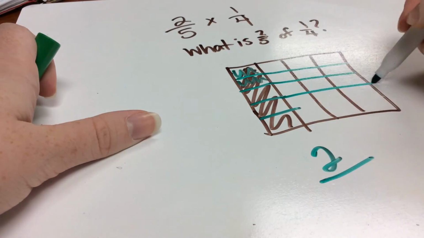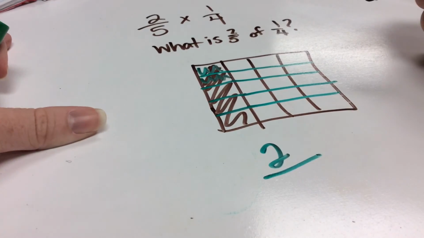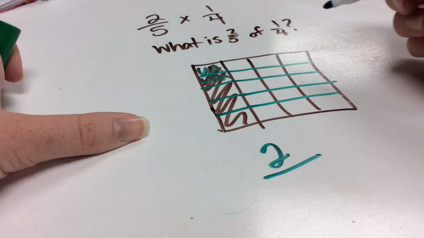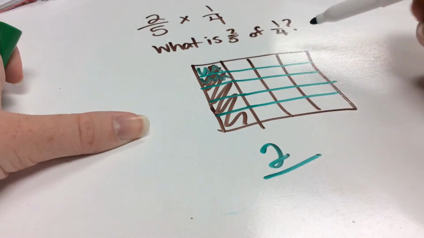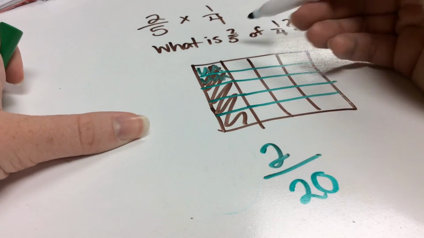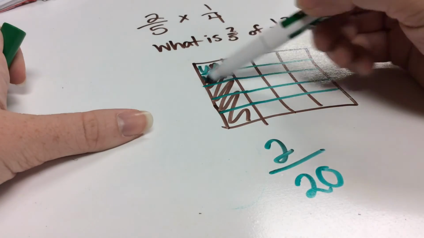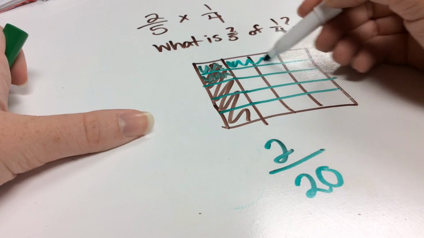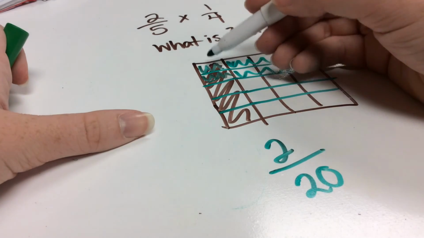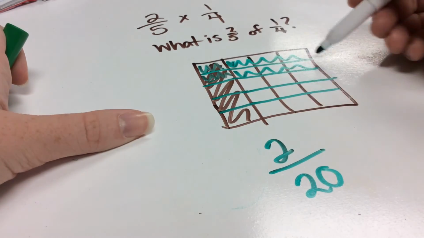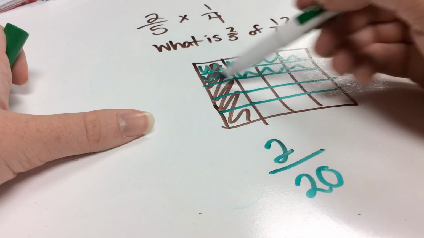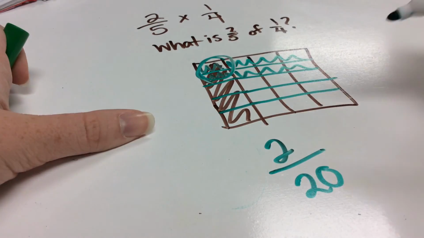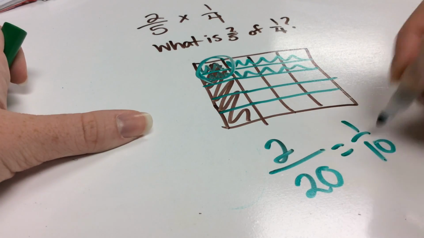However, I have to look at my entire bar to figure out my denominator. So my entire bar is chopped up into 20 sections. So 2 out of the 20 are double shaded. Now, I could continue this out if I shaded 2/5 this way and 1/4 this way. It's the spot right here that's double shaded, and that would be equal to 1/10.